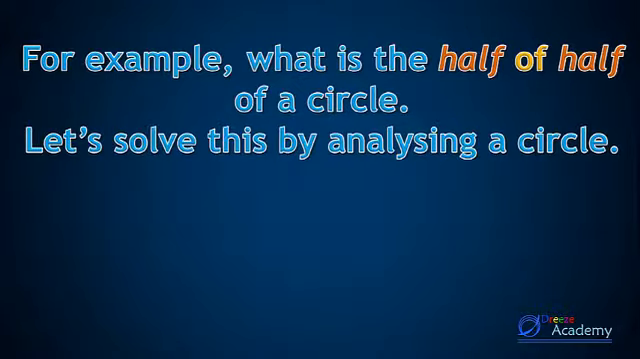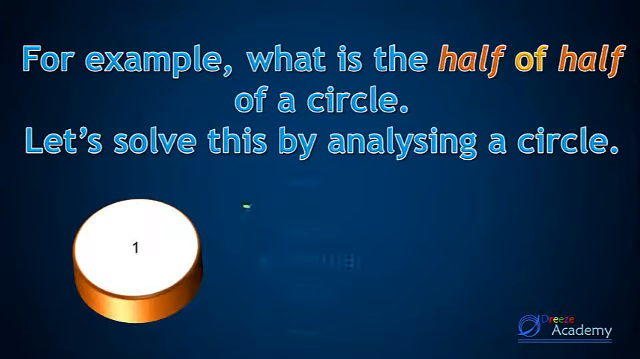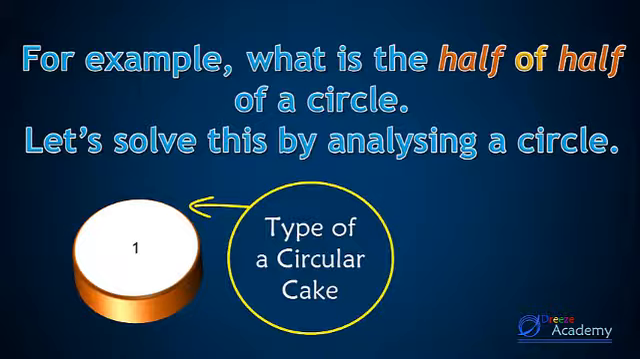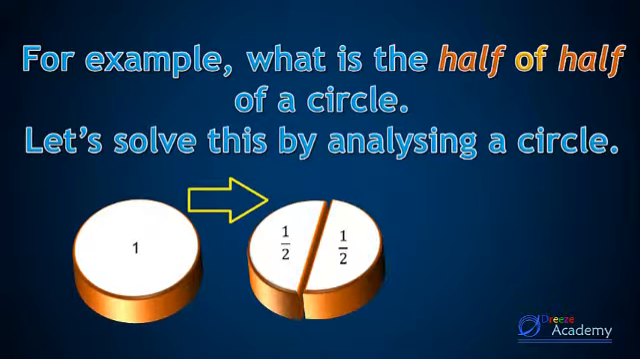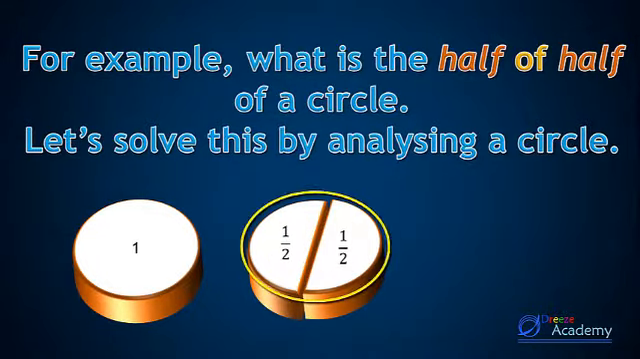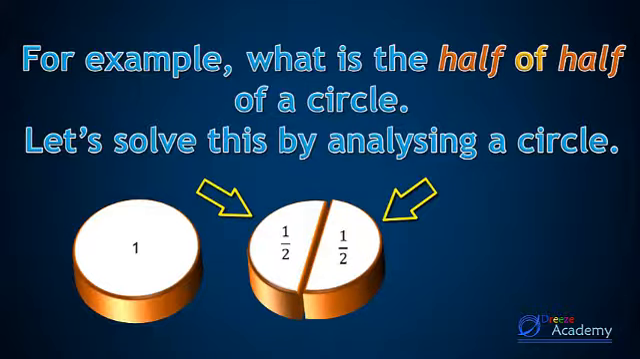Let's solve this by analyzing a circle. This is a type of a circular cake. When halved, it is divided equally into two parts and thus is written as 1/2, signifying that each half of a circle is one portion of a complete circle that is comprised of two equal sections.